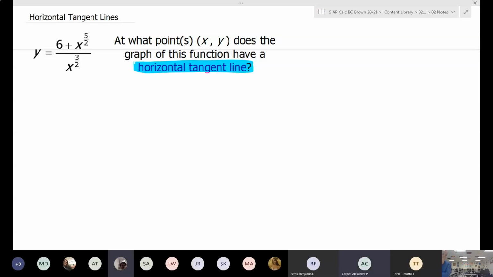We're going to have to find when the slope is 0. When the slope is 0, the derivative is 0. That's what I'm going to emphasize: if you see a horizontal tangent line, that means the derivative is equal to 0.